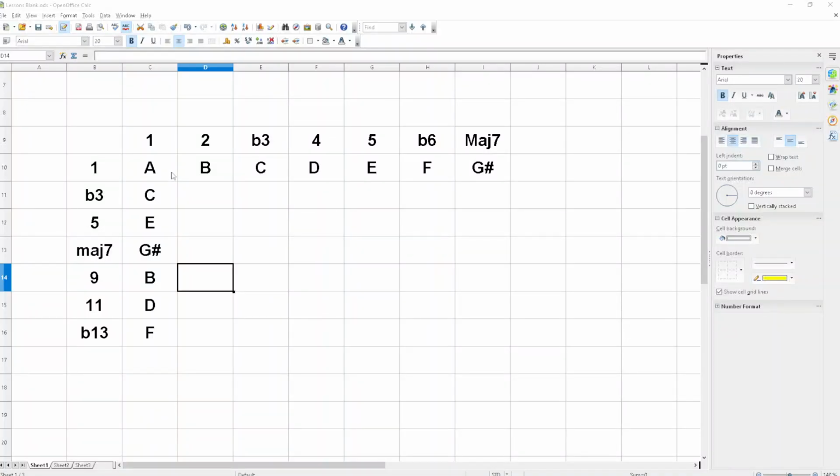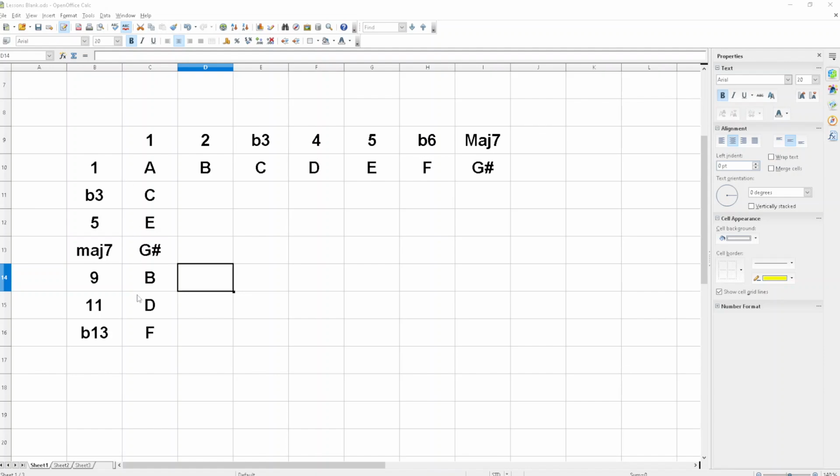So here is a harmonic minor scale in the key of A. The intervals are 1, 2, flat 3, 4, 5, flat 6, and major 7. So as you can see, in a way, it's like a melodic minor scale, but with a flat 6 as opposed to a natural 6.